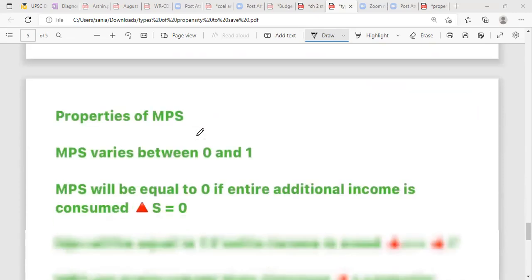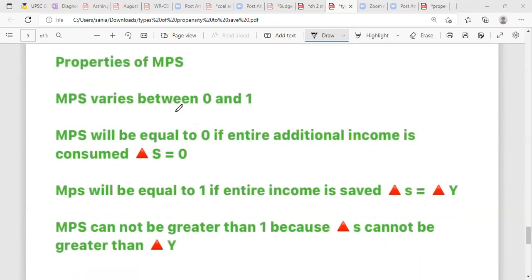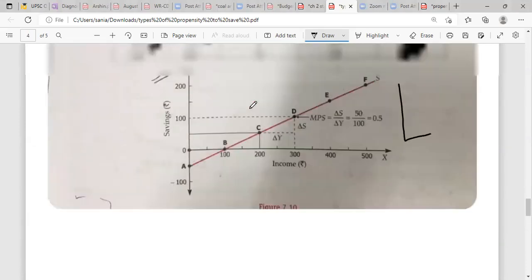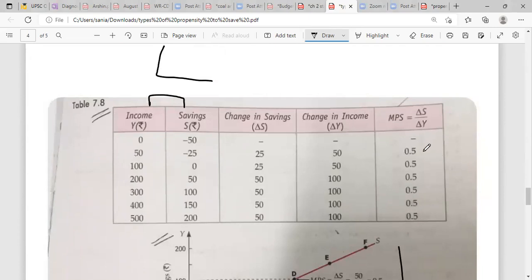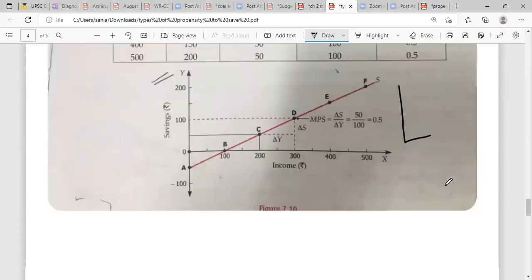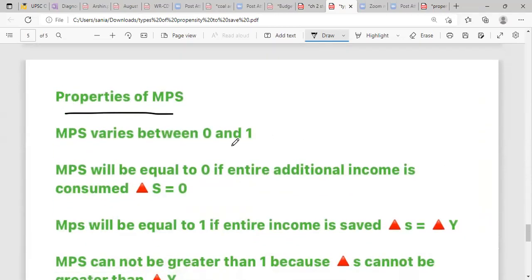Now we will be writing a few points about MPS. Okay. So properties of MPS. First, your MPS varies between 0 to 1. So you can see over here, it is somewhere between 0 to 1. You cannot say 0 or 1, but in between 0 to 1.